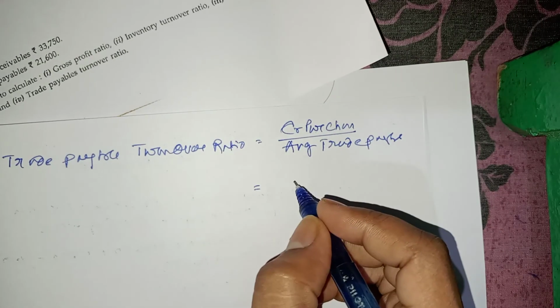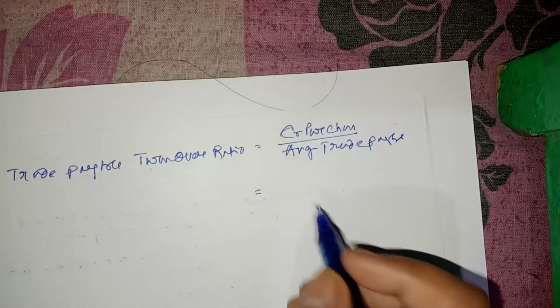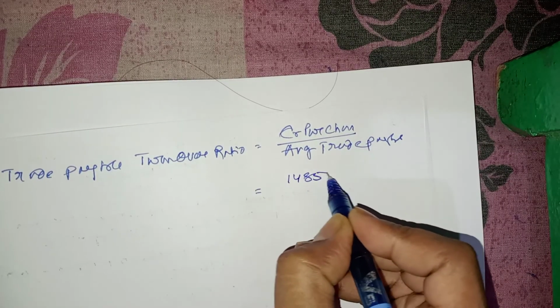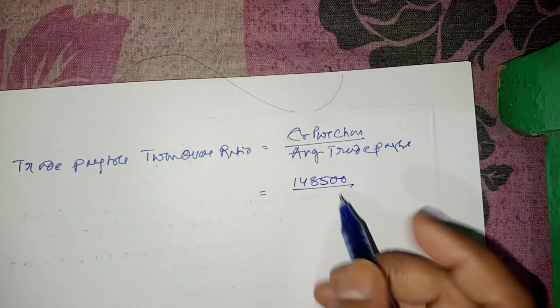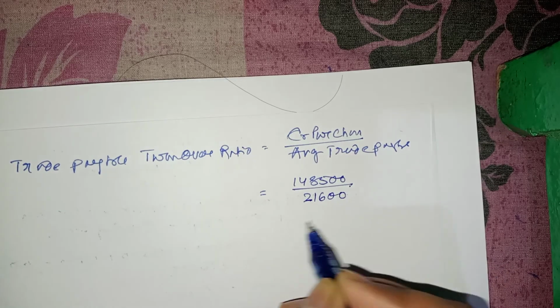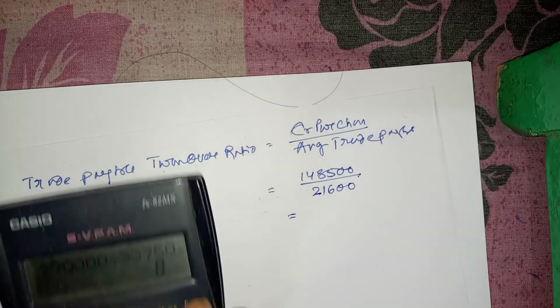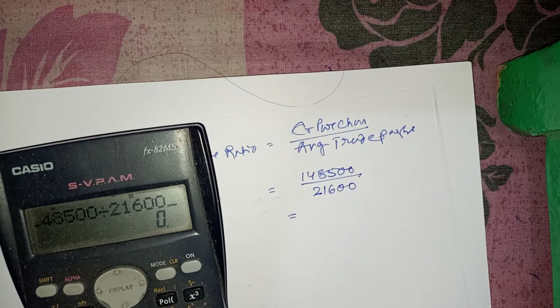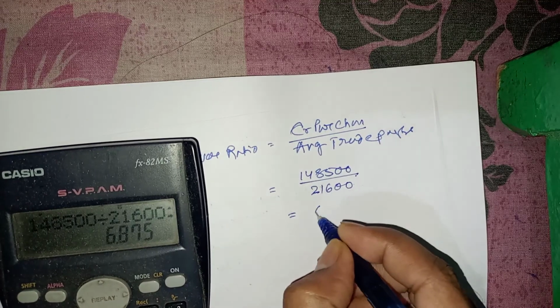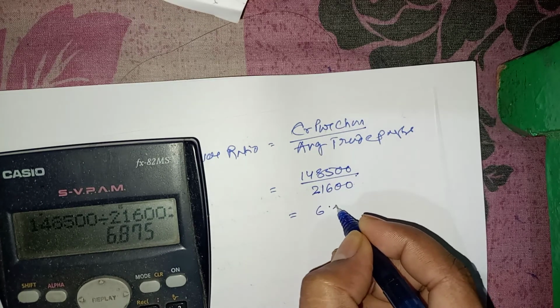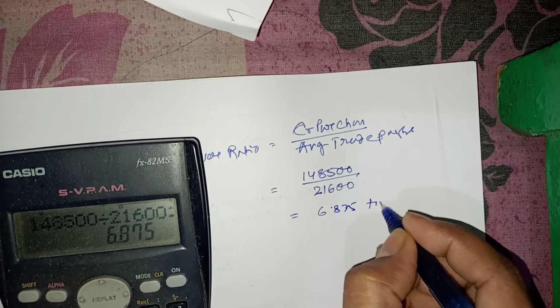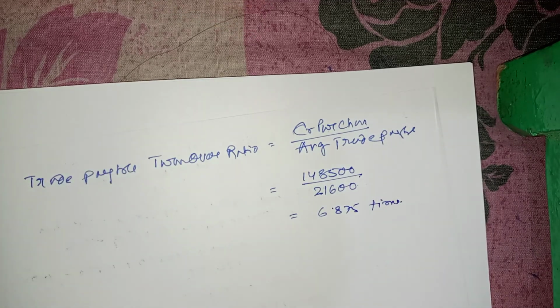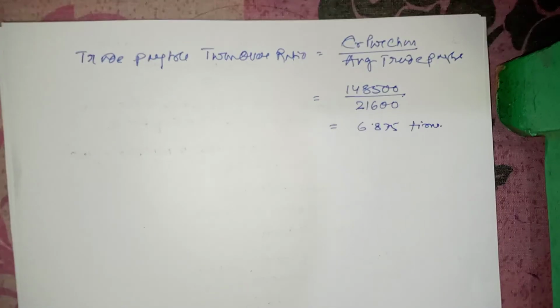So as a result, what is the value of credit purchase? 1,48,500, divided by the average trade payable, which is given as 21,600. So the answer will be 6.875 times. Okay. So hope students understand these concepts and the ratios.